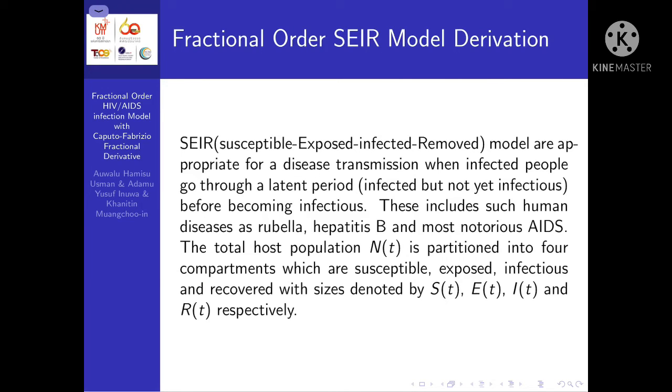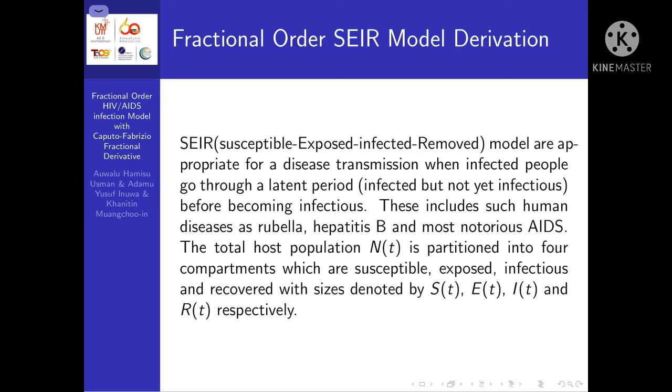SEIR model is the name for susceptible, exposed, infected, and removed. SEIR models are approaches for disease transmission when infected people go through a delayed period. It means infected but not yet infectious, before becoming infectious. Such human diseases include rubella, hepatitis B, and most notably AIDS.